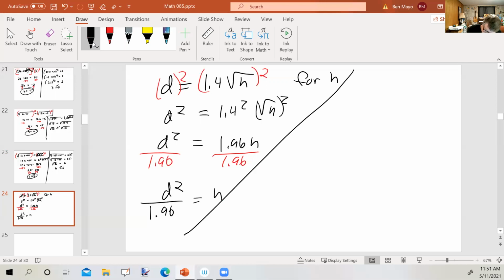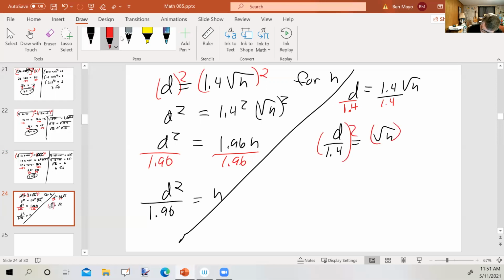Well, let's go back and let's do it a different way. Let's divide by the 1.4 first. So now I've got d over 1.4 equals the square root of h. Squaring both sides, I get d squared over 1.96 equals h. So it doesn't matter whether I divide by the 1.4 first or leave it on the right side to start with, but either way, don't forget you're going to square that number as well.